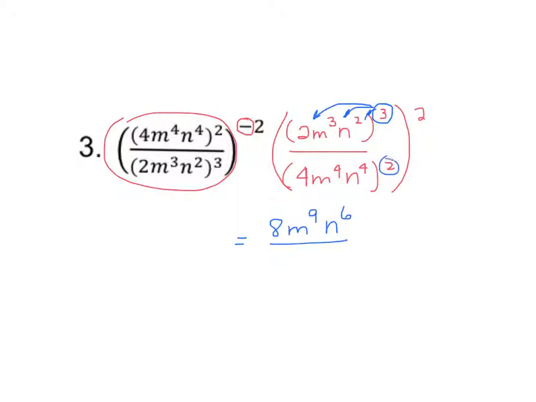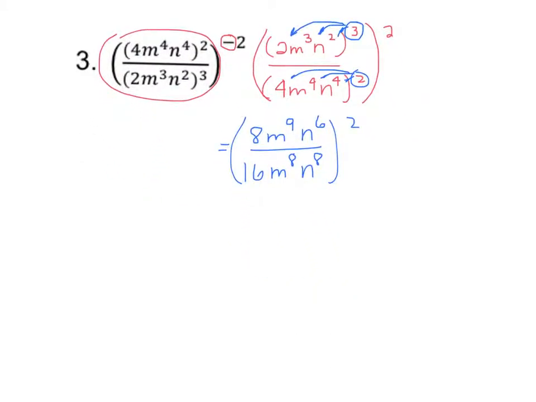The denominator, I'm going to square everything in here. So I square the 4, which is a base of 4, so that's 16. Here I'm squaring m to the 4th, which means I multiply the exponents on both the m and n, and now that whole thing is still squared.